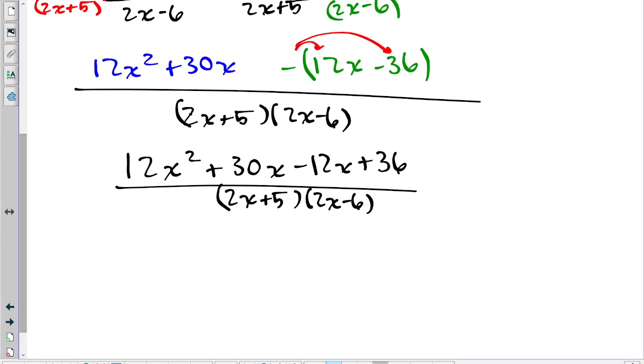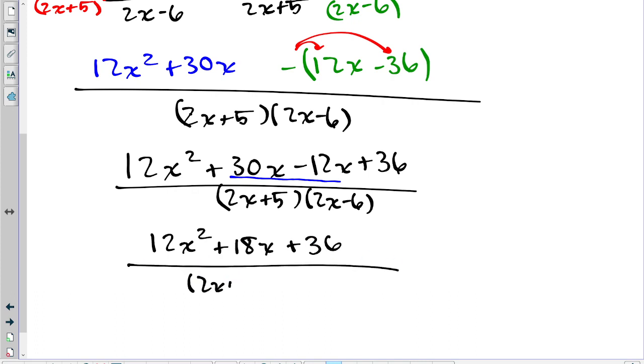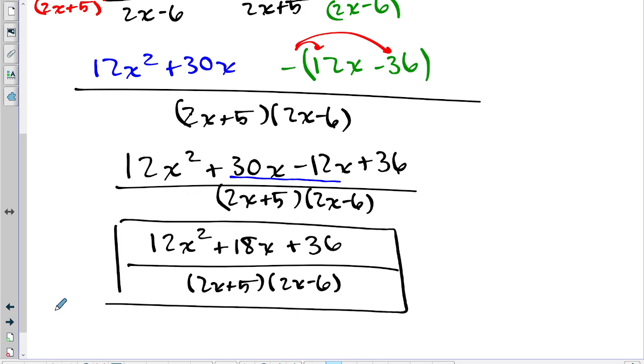And then the only last step we can do is combine these two like terms. We have two values that have x's in them, and so my final answer will be this, 12x squared plus 18x, that's 30 minus 12, plus 36 over 2x plus 5 times 2x minus 6. Okay, there you go. Nice.